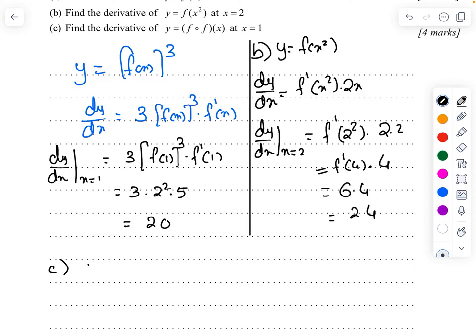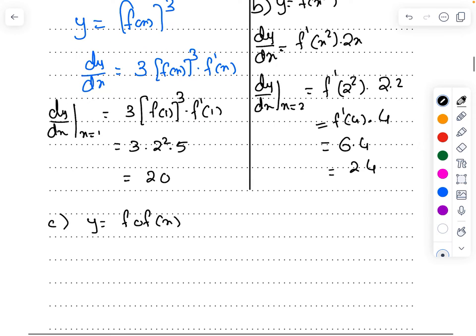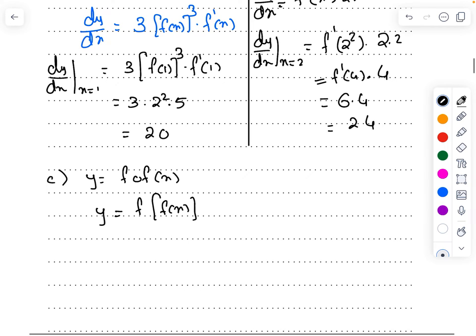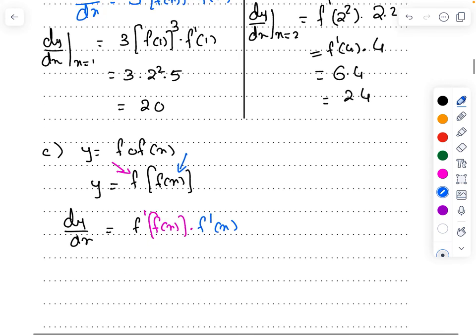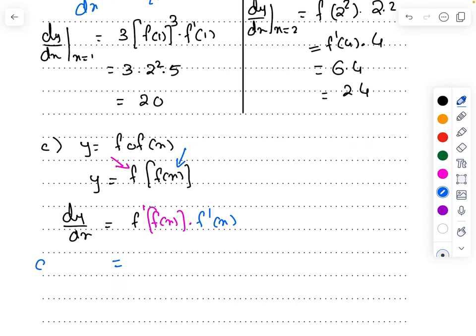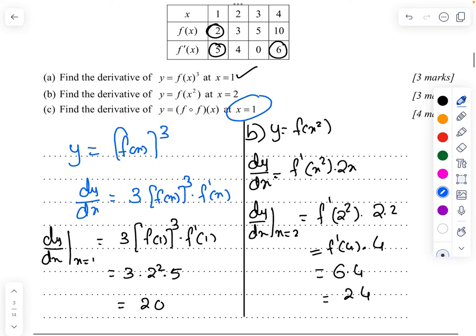Next part C, y equals f circle f of x. So f circle f of x means f of f of x. Now dy by dx will become f prime, first the outer function. Every time the outer function is f. f prime of f of x. Now the inside function. The inside function is f of x, so f prime of x. Now I want dy by dx at x equals 1.